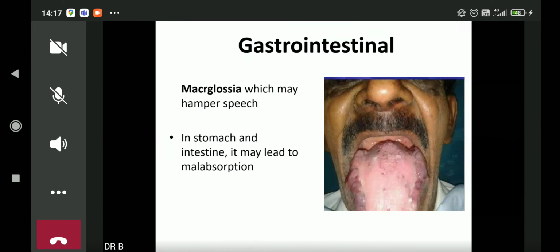In the gastrointestinal tract, most commonly macroglossia occurs, which may hamper speech. In the stomach and intestine, it may lead to malabsorption. So patients may also present only with malabsorption syndrome, and one of the causes you need to rule out for malabsorption will be amyloid deposition in the intestine.